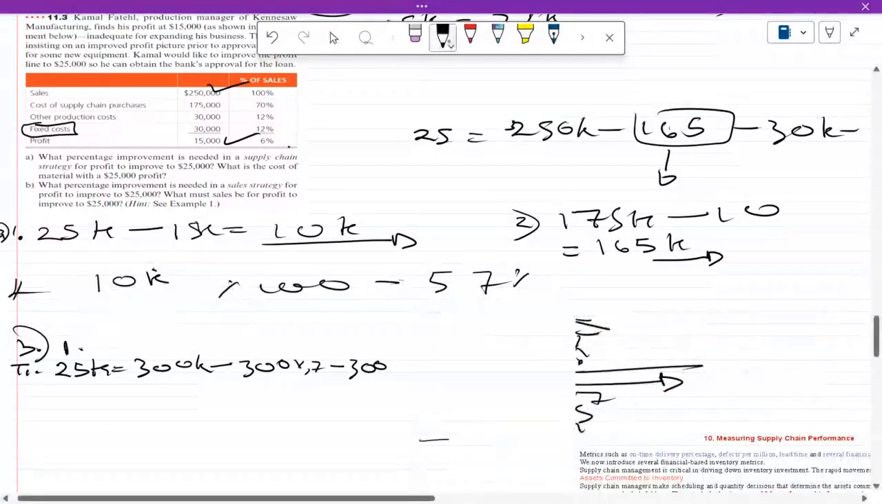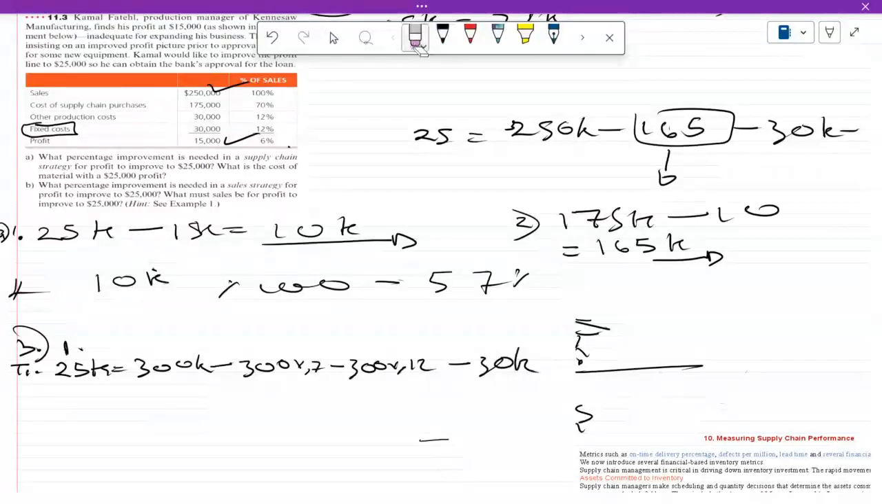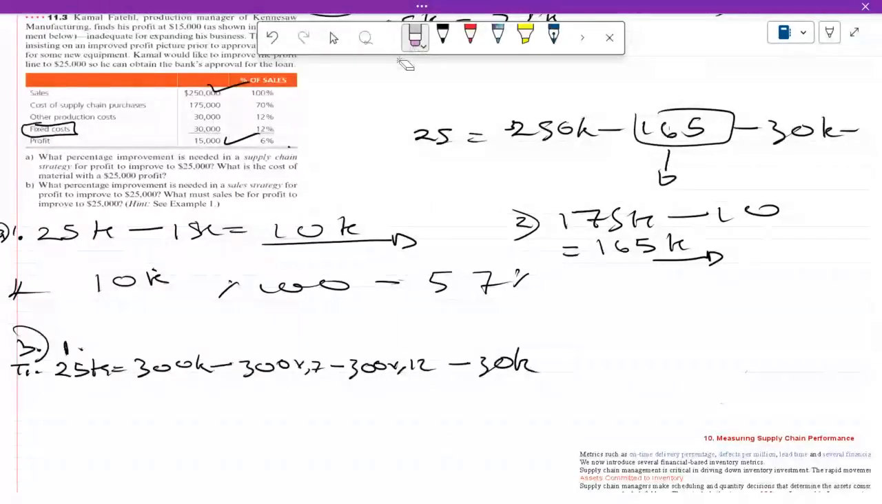Okay, multiplied by 0.2, minus 30K. I hope you understand why we minus 30K directly. Minus 30K. So now you punch this thing in your calculator.